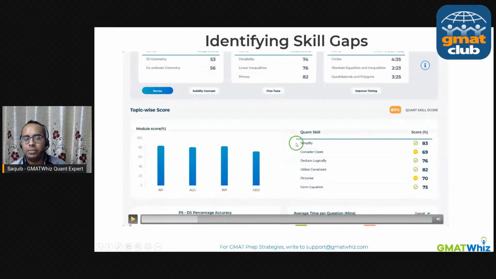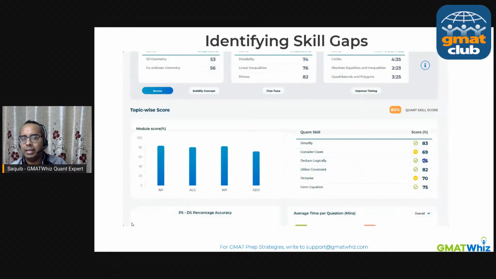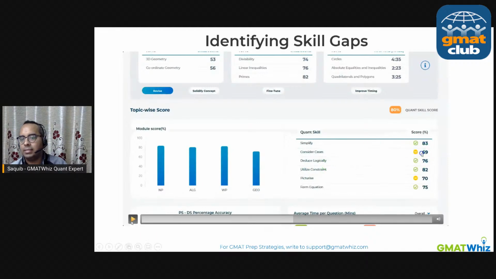So for example, in this case, you can see it for this particular student. This student is good in simplify, deduce logically, utilize constraint, but not so good in consider cases and picturize.